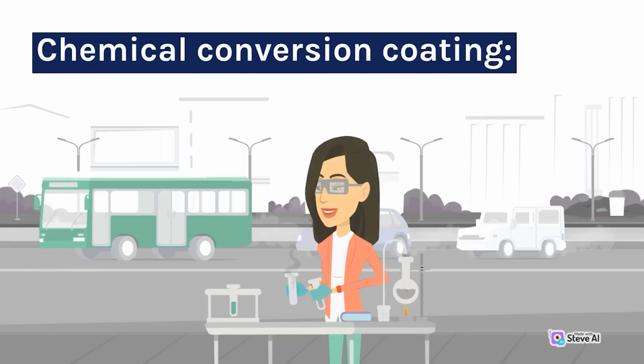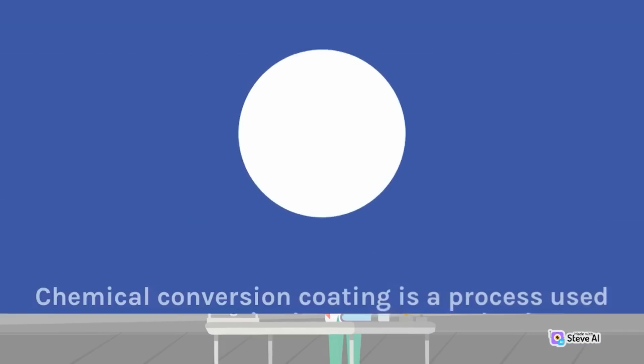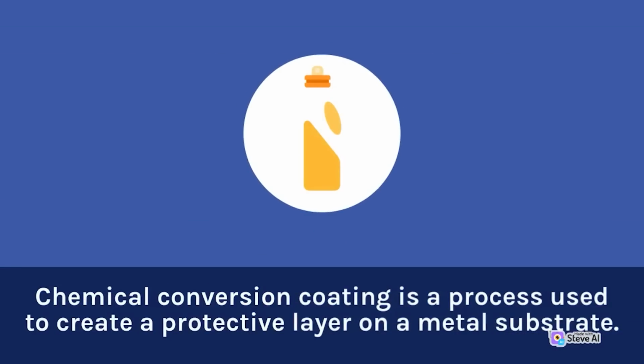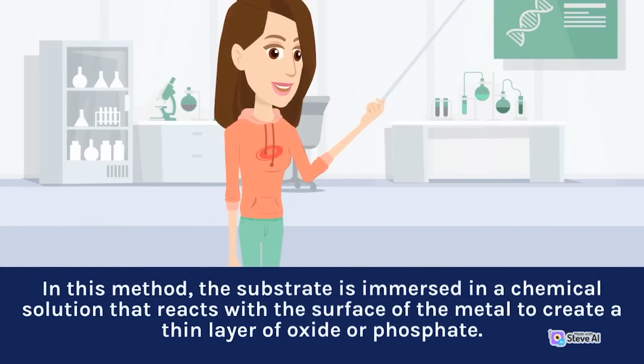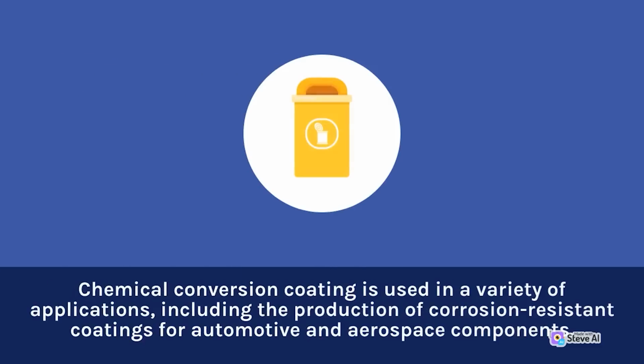Chemical conversion coating. Chemical conversion coating is a process used to create a protective layer on a metal substrate. In this method, the substrate is immersed in a chemical solution that reacts with the surface of the metal to create a thin layer of oxide or phosphate. Chemical conversion coating is used in a variety of applications, including the production of corrosion-resistant coatings for automotive and aerospace components.